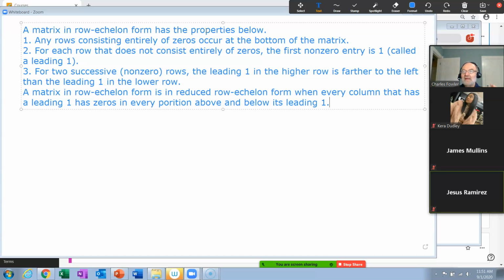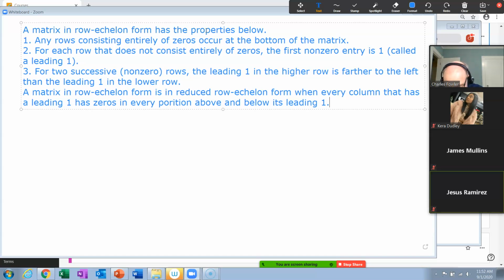Now, a matrix in row echelon form is also in reduced row echelon form when not only every column, now we're talking about the columns with the leading ones in it, has zeros not just below it, that would be row echelon form, but below and above the leading one, that would be reduced row echelon form.